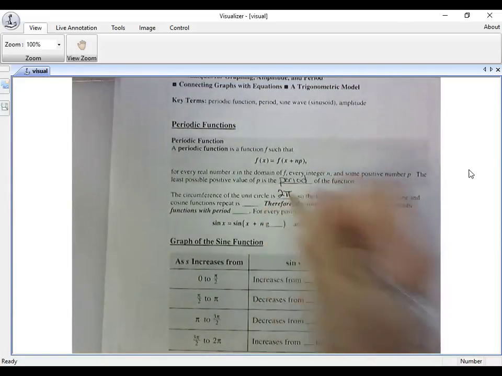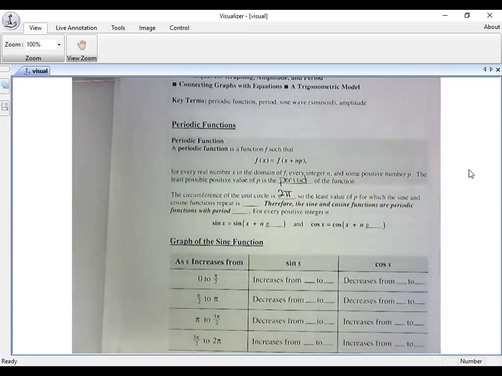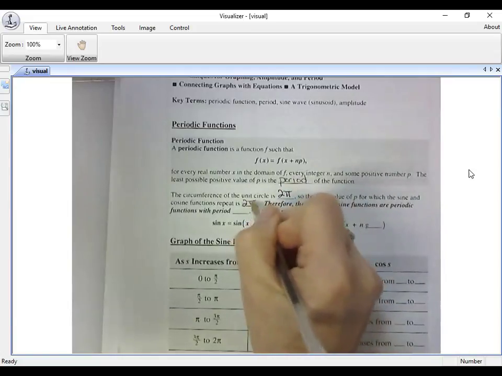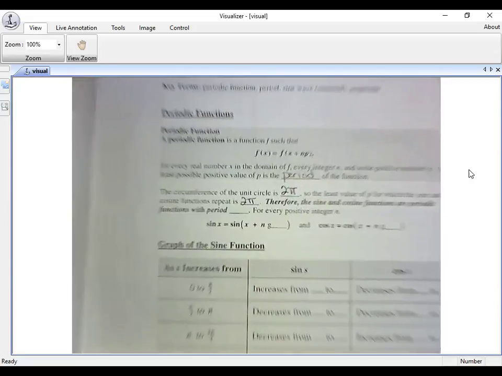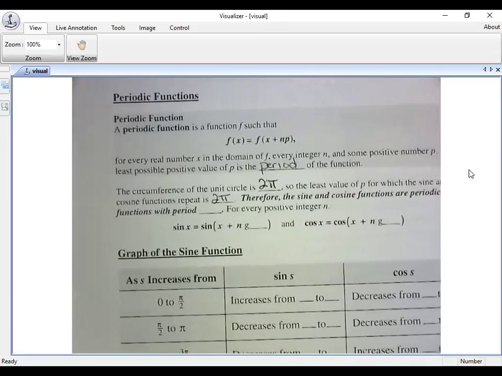The distance all the way around a circle is going to be 2 pi. So the least value of p for which sine and cosine functions repeat is 2 pi, because it has to take one complete trip around the circle to make that happen. There we go. Therefore, the sine and cosine functions are periodic functions with a period of what? What would be the period for sine?